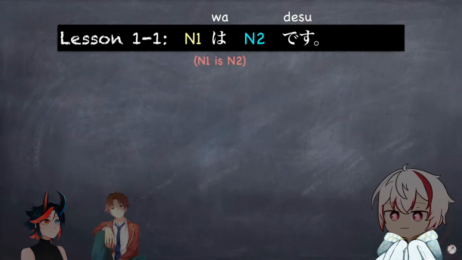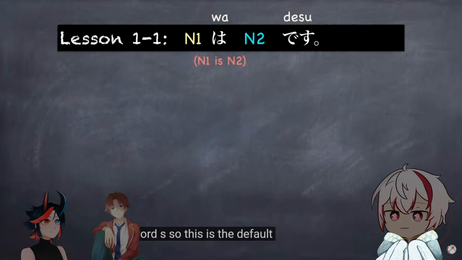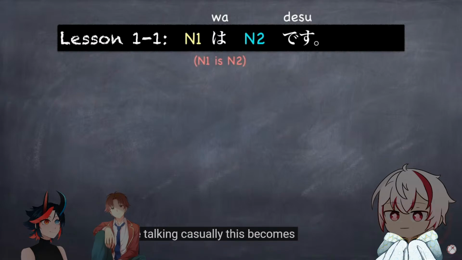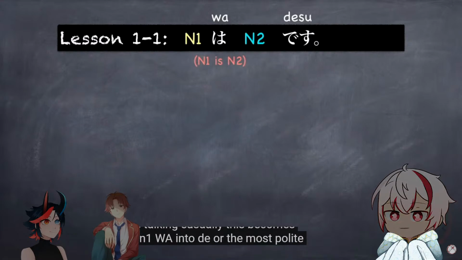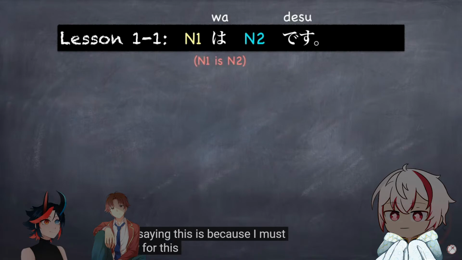So in Japanese, there's a formal way of talking and an informal way of talking. One indicator of this is the word desu. So desu is the default, the middle level that shows politeness. If you're talking casually, desu becomes da. So N1 wa N2 da. The most polite way of saying it is de gozaimasu. Anyway, for this pattern, let's stick to desu.